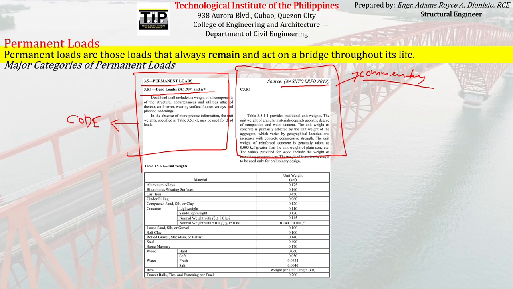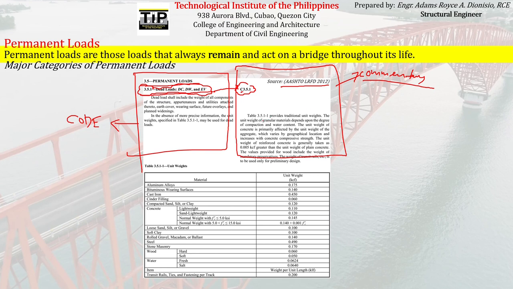So what is that commentary? It is part of the code, but it usually provides additional information about the particular code provision that it pertains to. For example, here, the code is section 3.5.1, which pertains to the dead loads. Okay? So across from it is the same section 3.5.1, but with a C. You will notice there is a C. That means it is only commentary. It is only commentary about this particular code provision, section 3.5.1. So you will see here, when you read it, it just provides additional information about this particular code provision, about dead loads. Okay, so let's read.